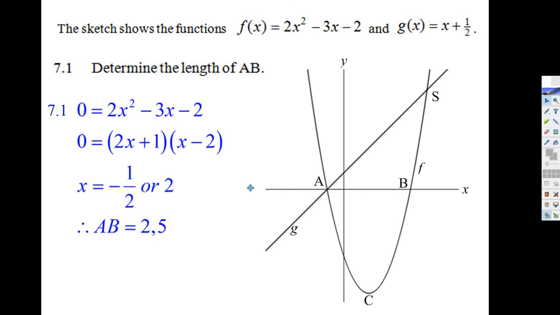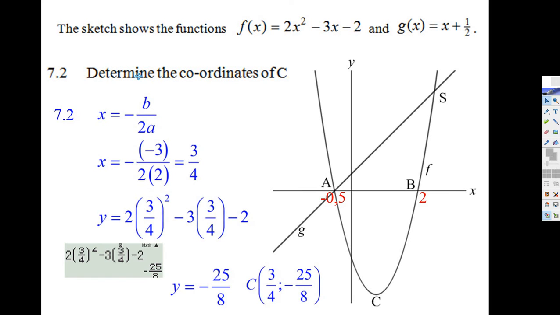Now, you could, if you wanted to, put them into the distance formula to figure the distance AB. And you'd have minus a half, 0 and 2, 0 and put it in the formula. But this is a half to the left, and it's 2 to the right. So the total distance has to be 2.5. The negative part is a half. The positive part is 2. The distance AB is 2.5.